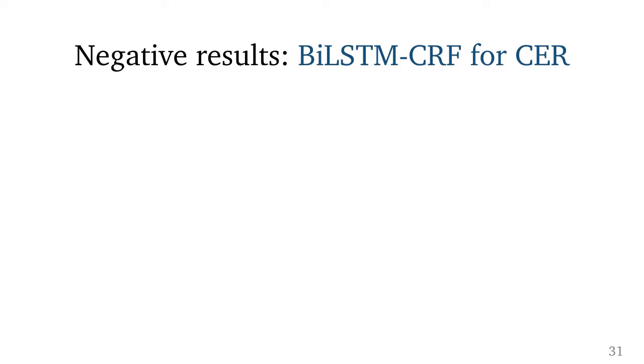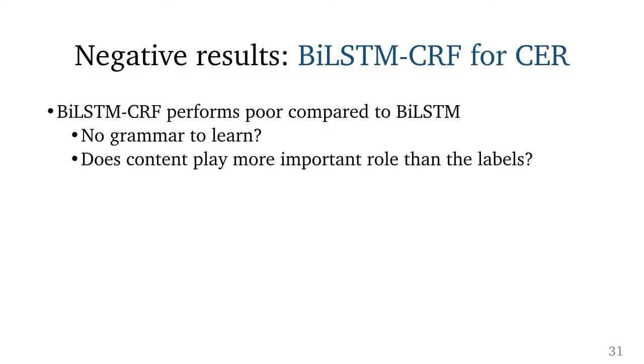Now, BiLSTM-CRF for CER. We saw that CER, conversational emotion recognition, is a kind of sequence prediction problem. Now, in sequence prediction tasks in NLP, for example NER, POS tagging, we do use BiLSTM-CRF. That's the state of the art now. You initialize the BiLSTM with BERT or ELMo, whatever, but as a classifier, you use BiLSTM-CRF. But we found that BiLSTM-CRF performs very poorly compared to just BiLSTM. Why?